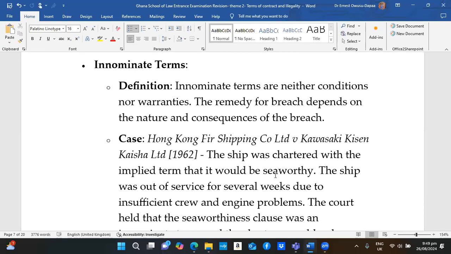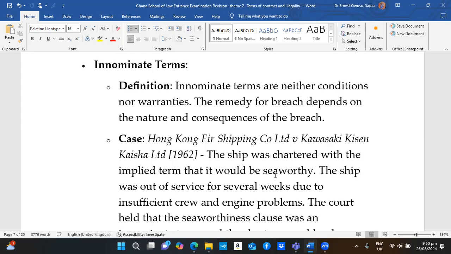That is to say that where the breach is inconsequential, the breach is not that severe, the innocent party will be given remedies which are given for breach of a warranty. So simply put, with respect to innominate terms, and to use Lord Diplock's reasoning in the case of Hong Kong Fir Shipping against Kawasaki Kisen Kaisha Limited, you adopt the wait and see approach. What do you mean by the wait and see approach?